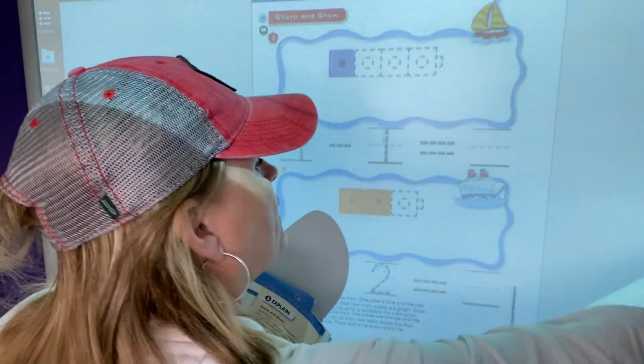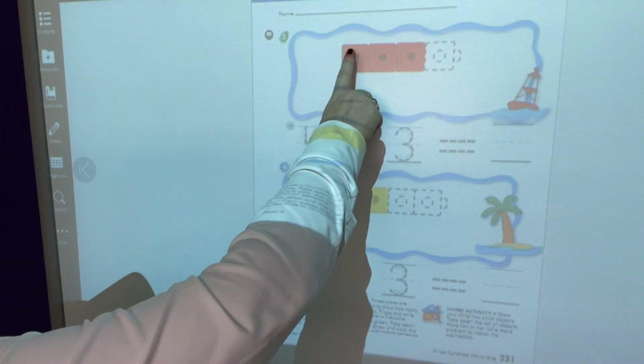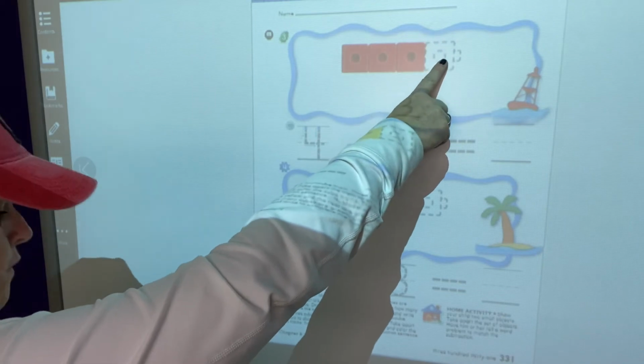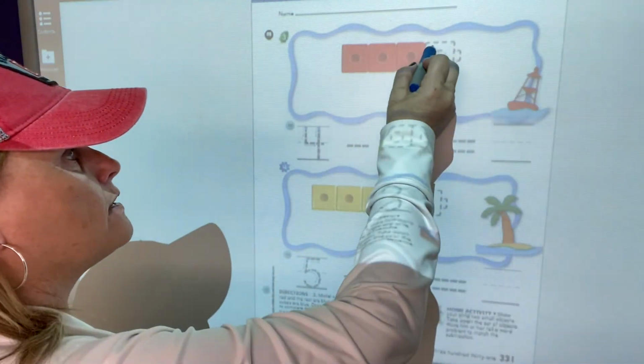Next page, page 331, a little bit more of the same. Let's go ahead and look at that top one. How many cubes are we starting with? 1, 2, 3, 4. I'd like you to color that 4th one blue. Can you do that for me?